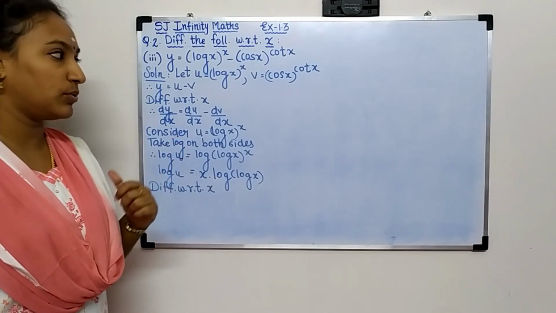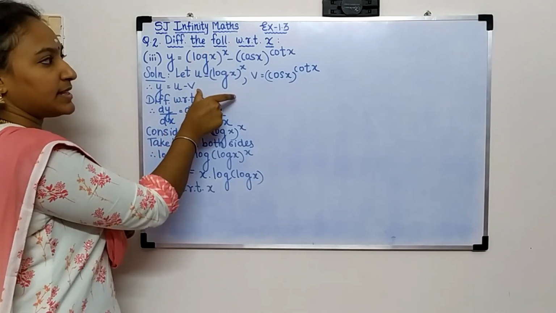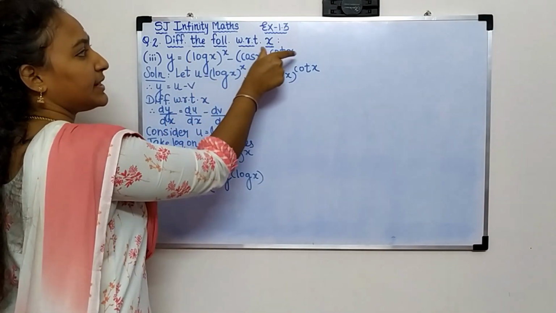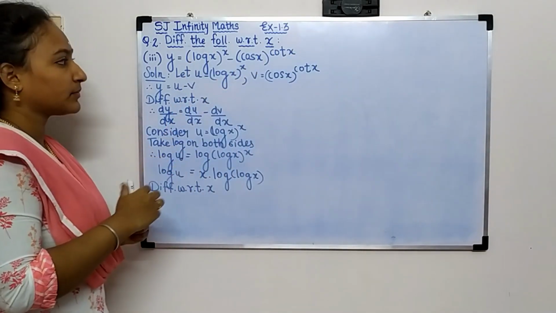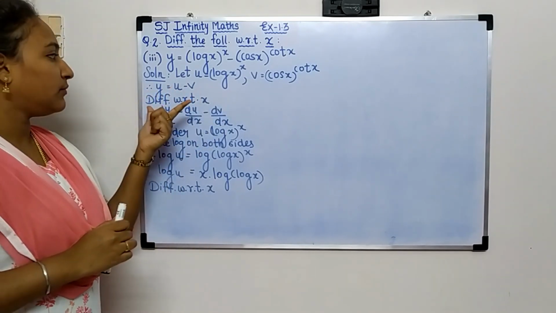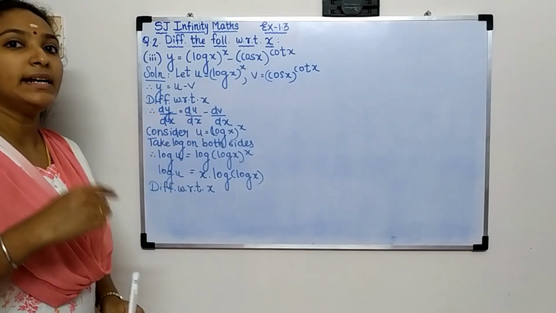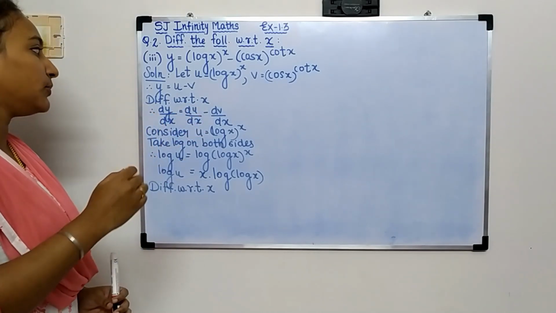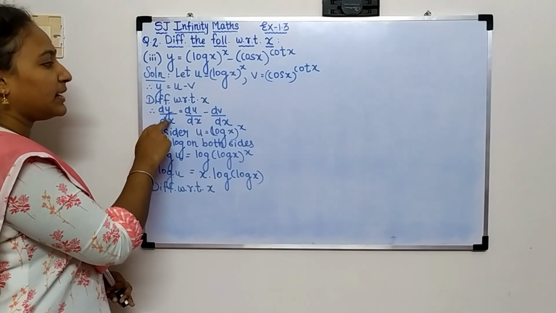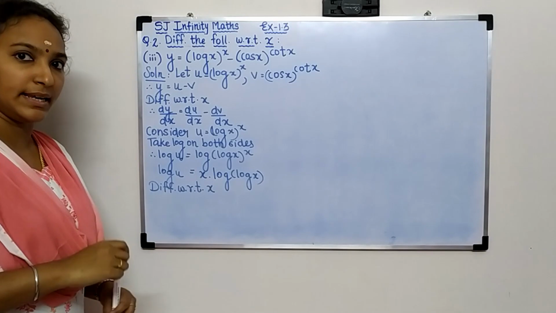Let us see how. We consider log x raised to x as u, and cos x raised to cot x as v. So our y becomes u minus v. When you differentiate this with respect to x, using the difference rule of derivative, we get dy by dx is equal to du by dx minus dv by dx.